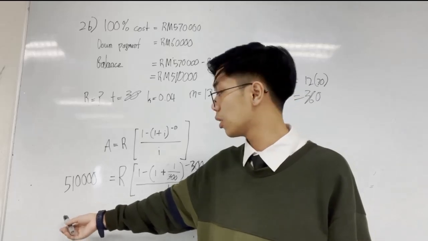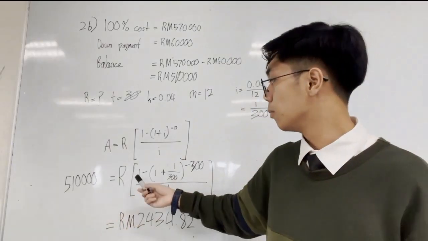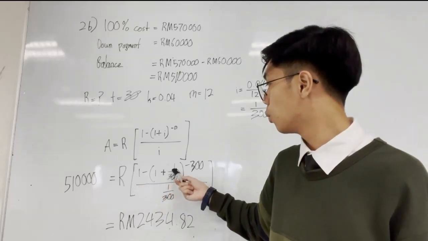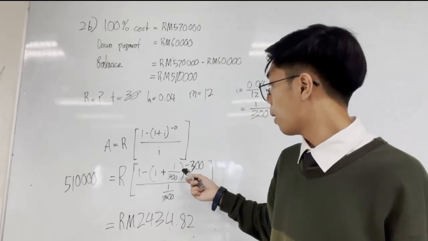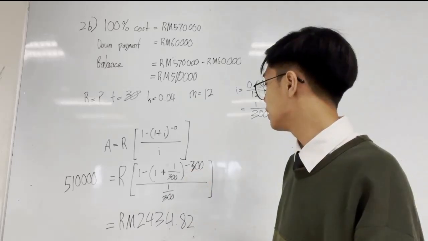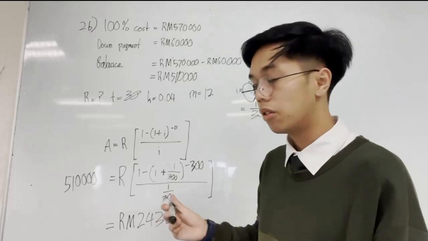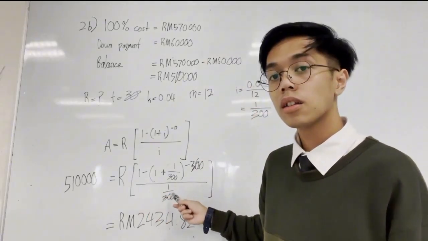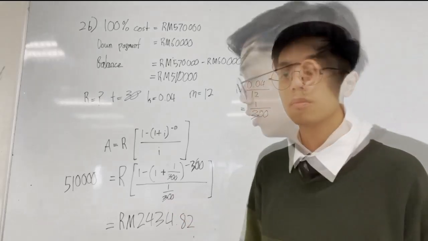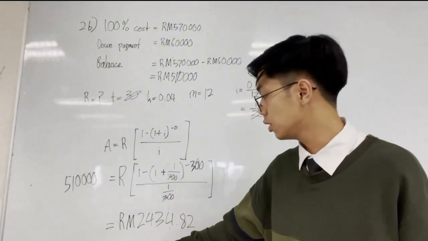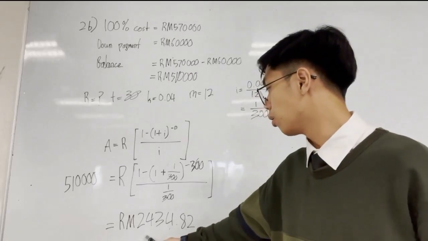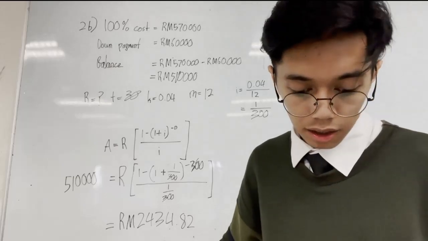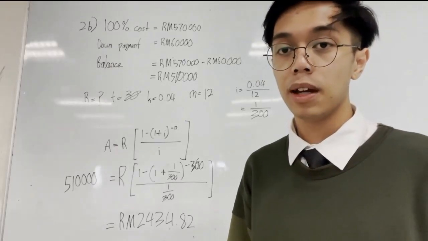510,000 equals R, open big bracket, 1 minus bracket 1 plus 1 divided by 300, power negative 360. Sorry, I wrote it wrong here. And divided by 1 divided by 300. The answer will come up directly, which is 2,434.82 cents, the monthly payment that Danish needs to pay for the loan.